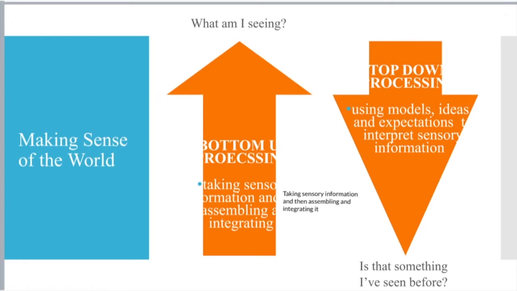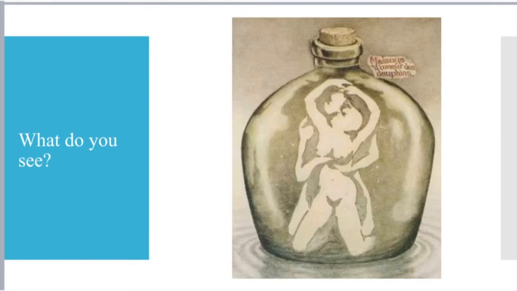That would be top-down processing, whereas bottom-up processing is a lot of times when we're interpreting situations for the first time and we have to think about what is actually going on. We assemble that information and really come to a full picture of what's going on in our brains. So bottom-up and top-down. We're going to look at a few examples here. So here is an image, and the question is, what do you see?